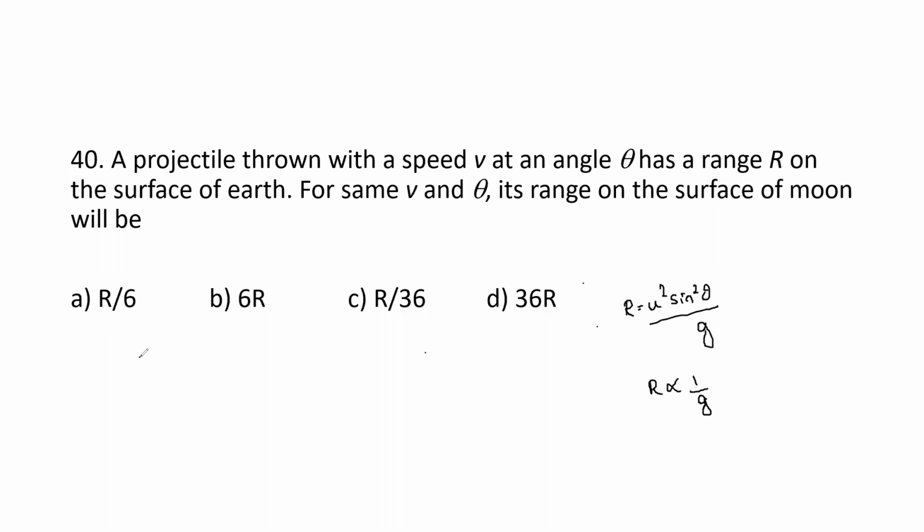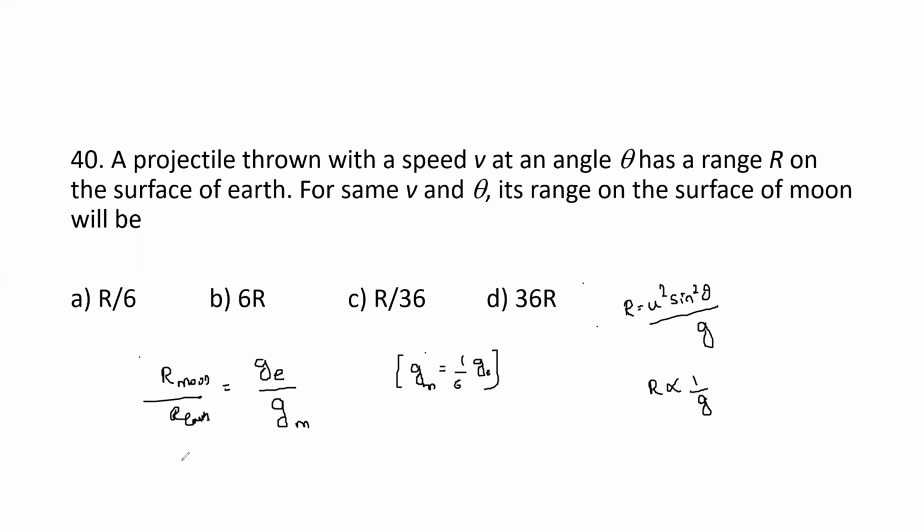Now what we know is that R is inversely proportional to g. Therefore, R of Moon to R of Earth, that is the range on the Earth, is equal to, as it is inversely proportional, g of Earth divided by g of Moon. But we know one concept, that g of Moon is 1 by 6 of g of Earth. I hope you remember this, right? That is g of Moon is equal to 1 by 6 g of Earth.